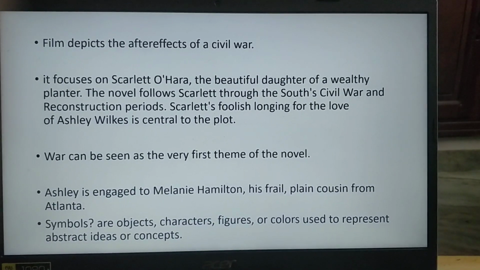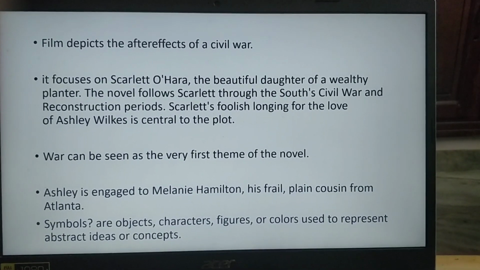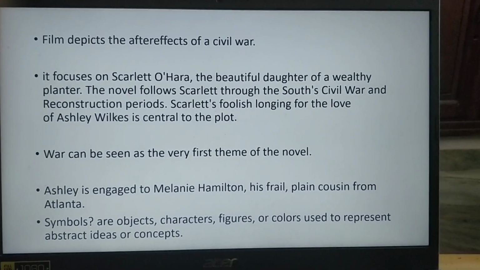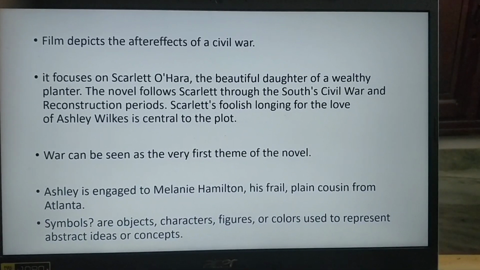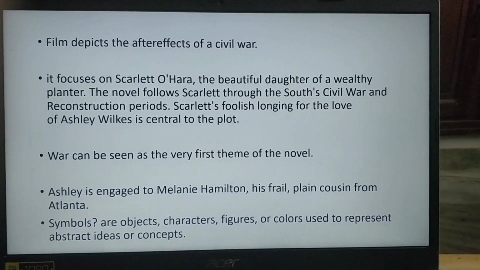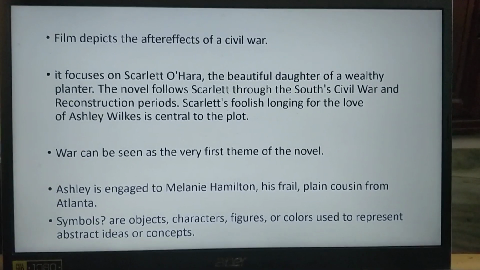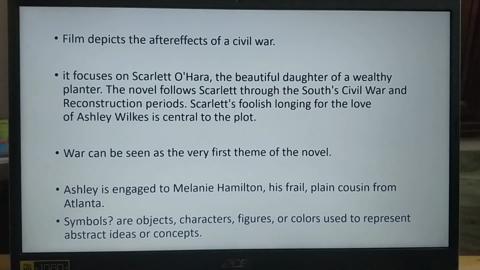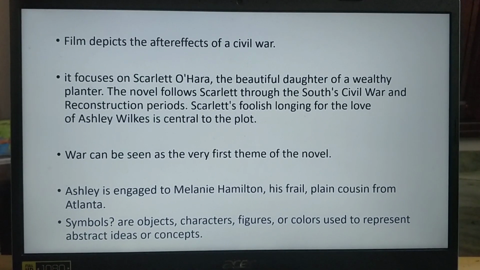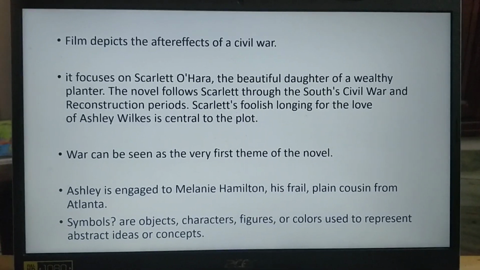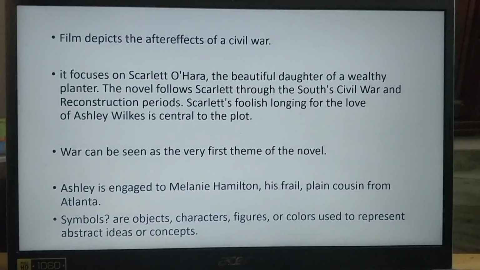Now, Ashley's wife, Melanie, is a very good character. She is portrayed as a very kind, pale character. That means throughout the story she is not in good health. And they have a son also together, Ashley and Melanie.